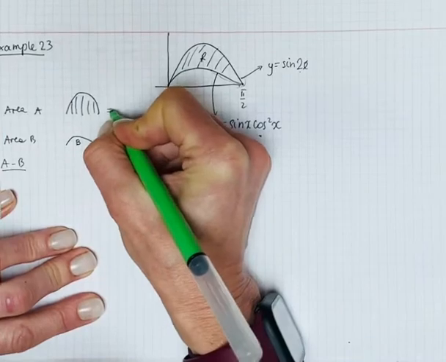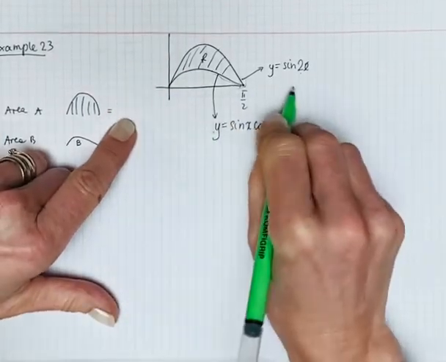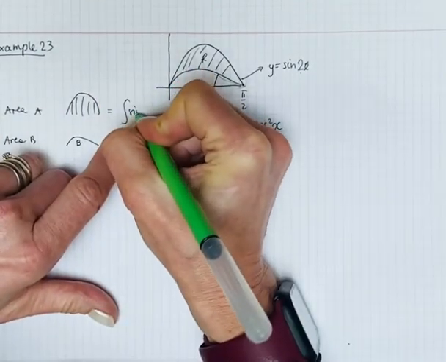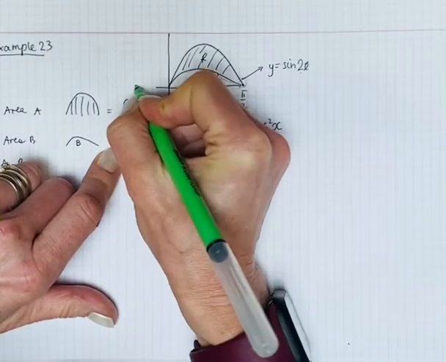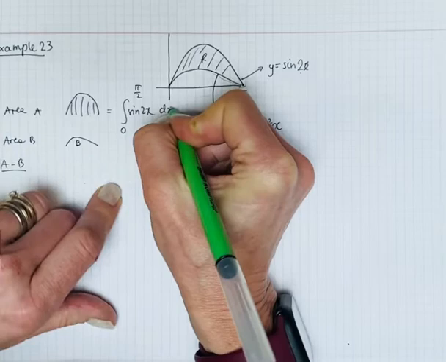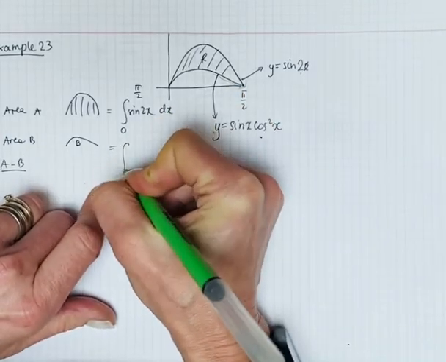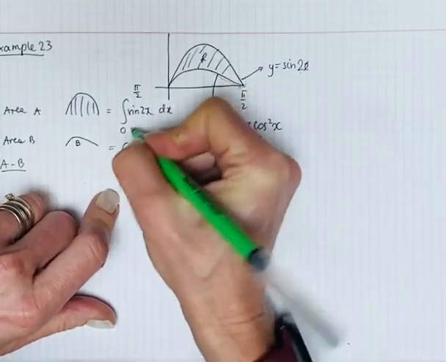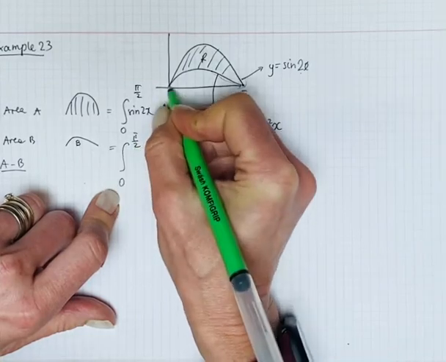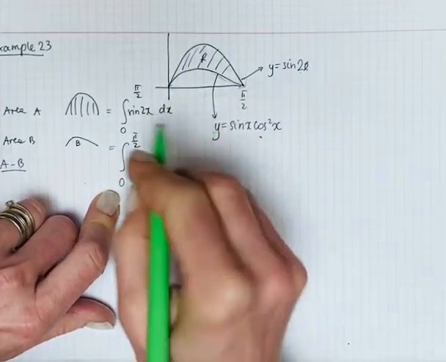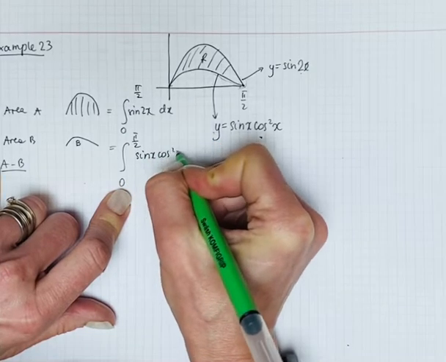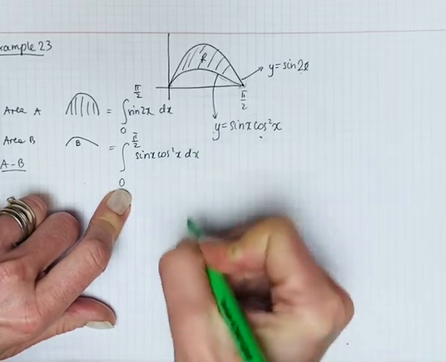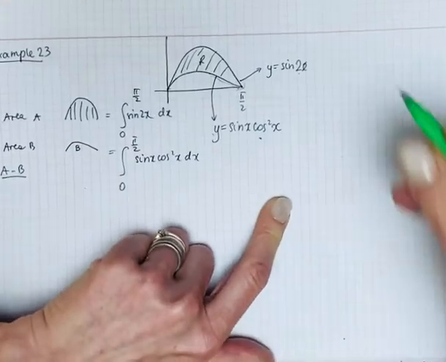So this is the integral of sine 2x between the limits of 0 and pi over 2. And this one is the integral. Again, the limits are unchanged because these are the 2 points of intersection of the two curves. And we are integrating sine x cos squared x dx. So let's do the first integral.